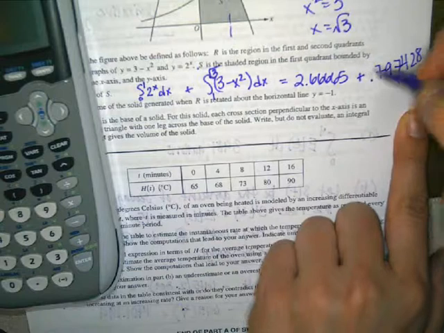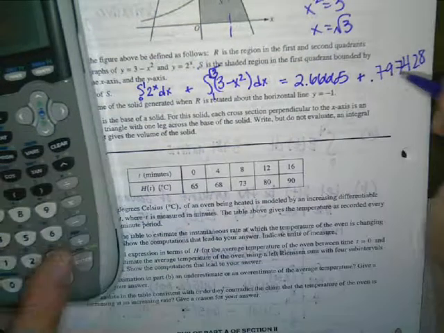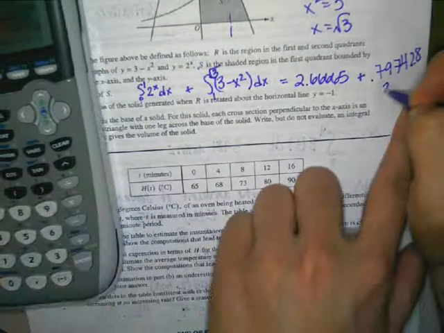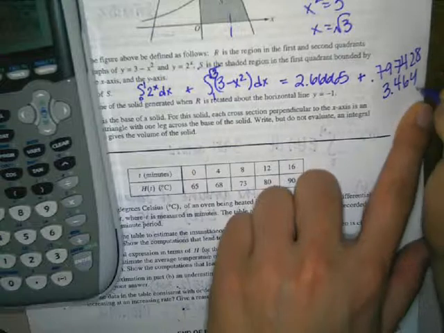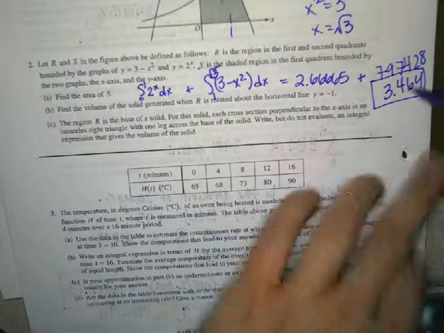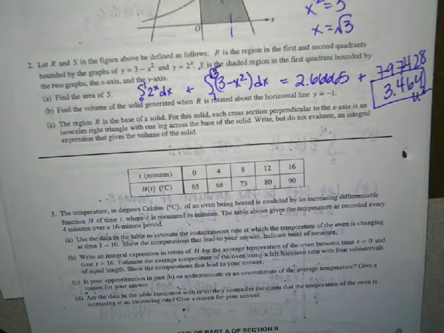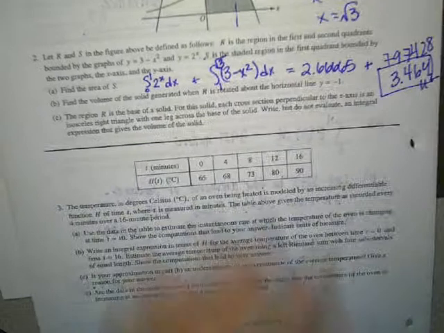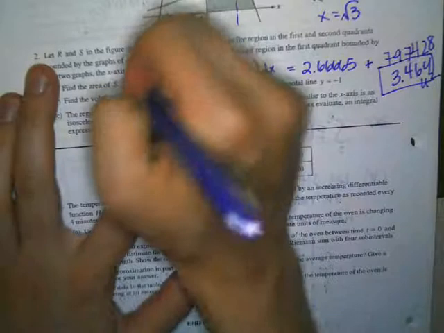Okay, and you end up getting, I forget the answer I got there. 3.464. And that would be units, I think, just units squared. Okay, for B, to find the volume, that's A. We'll do B up here in the corner.